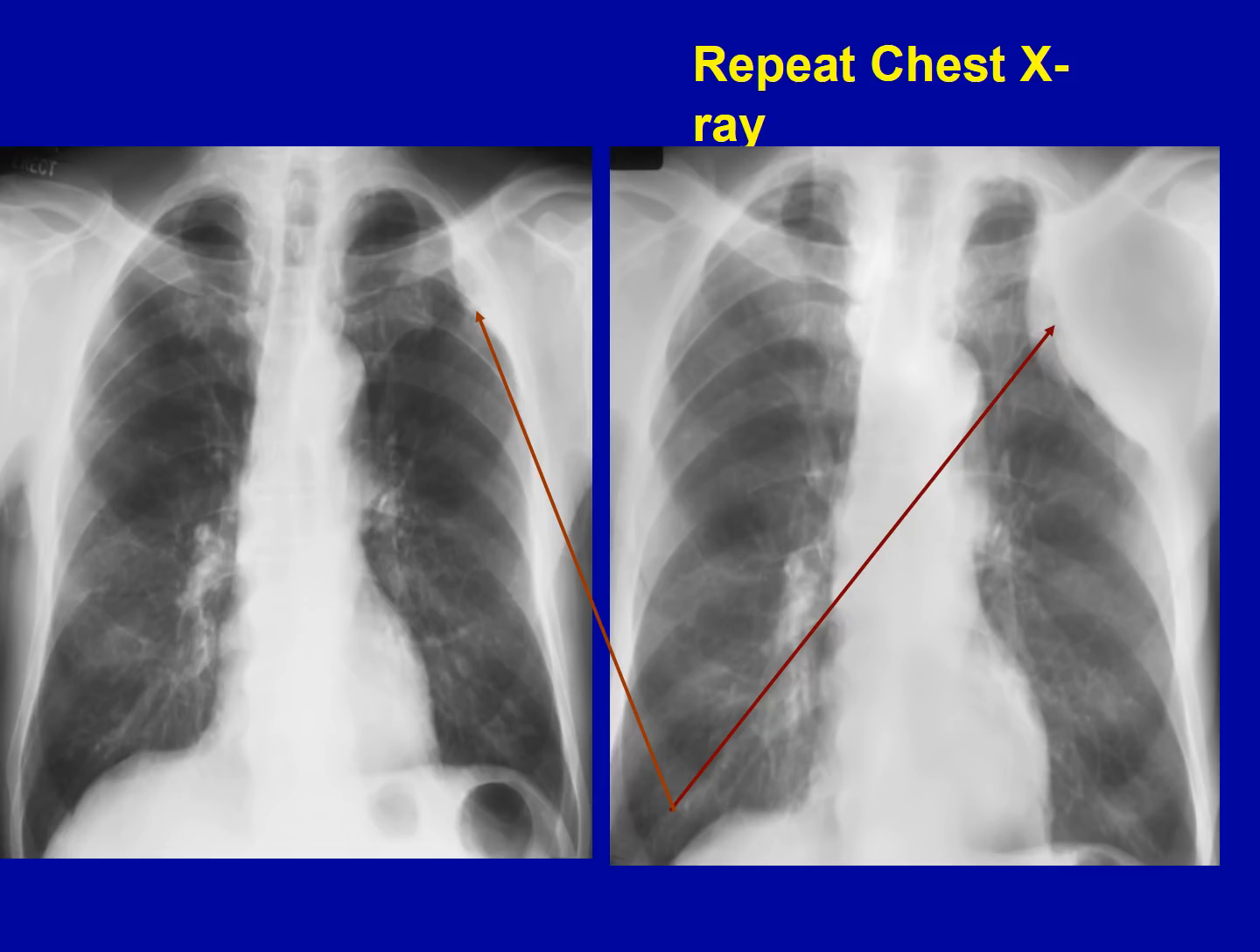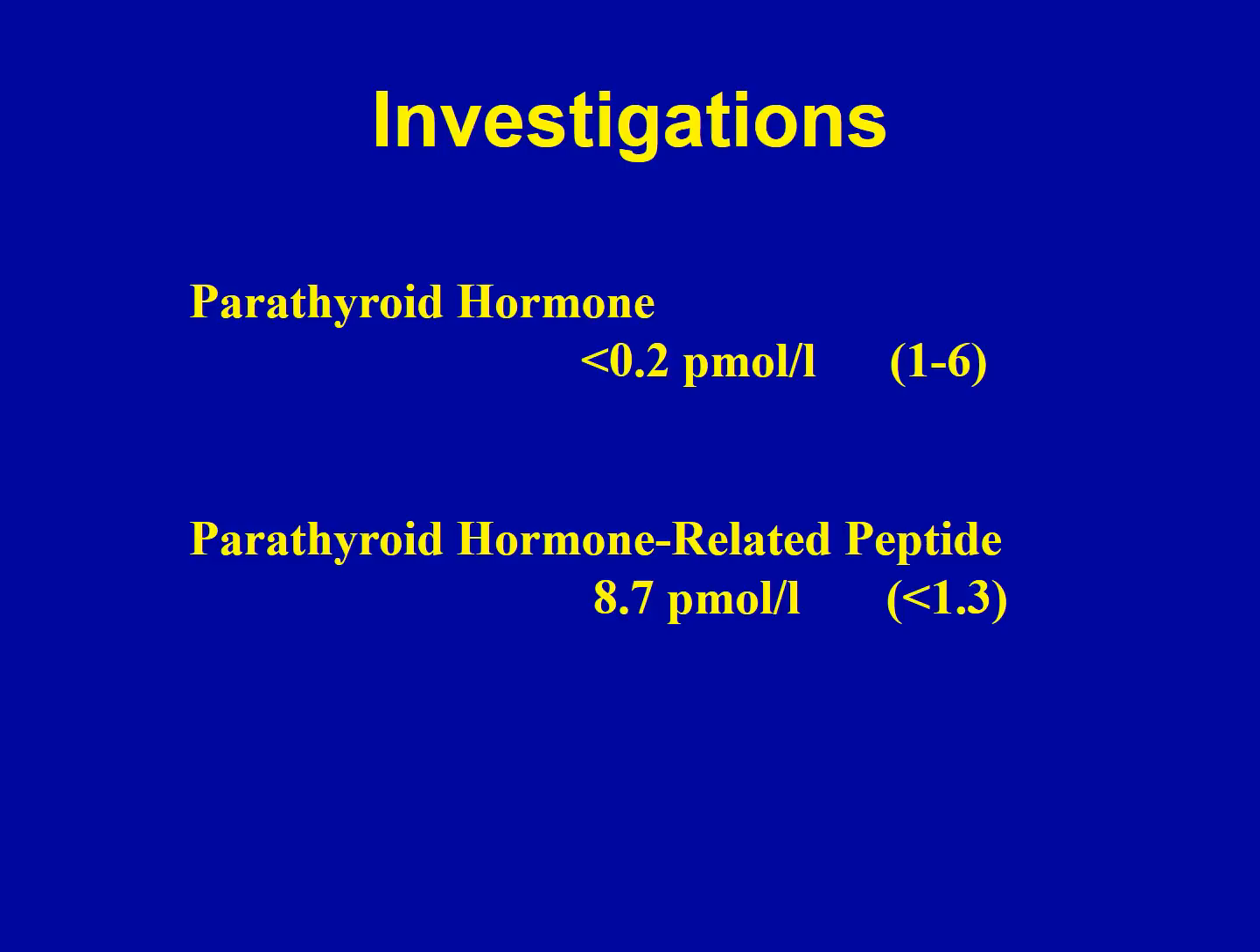This man had a repeat chest x-ray done at the second presentation, which showed that the mass that was previously seen in the x-ray on the left at the time of presentation had very substantially enlarged over the 12-month interval. And he was found to be hypercalcemic.